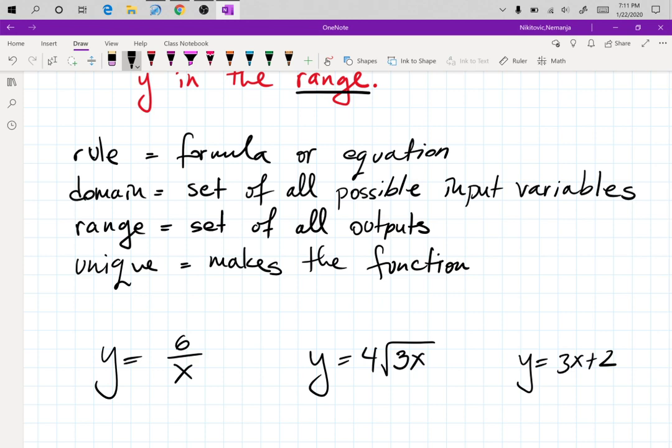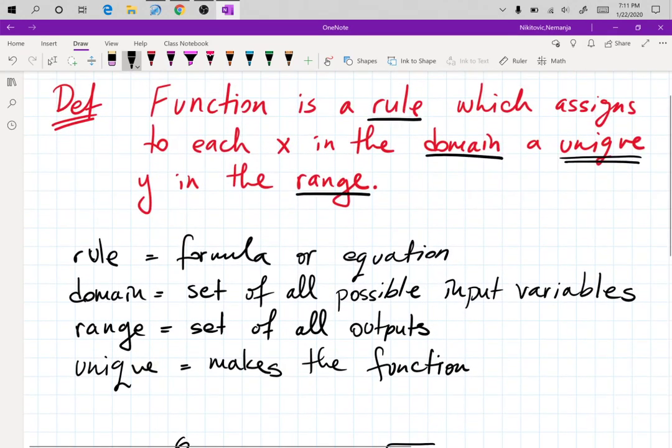And now we get to the word unique. You notice that that word was underlined twice. So why is the word unique, and why did I say it makes a function? If you take that word out, what you get is a definition for something that is called mathematical relation. Function is a stronger concept.